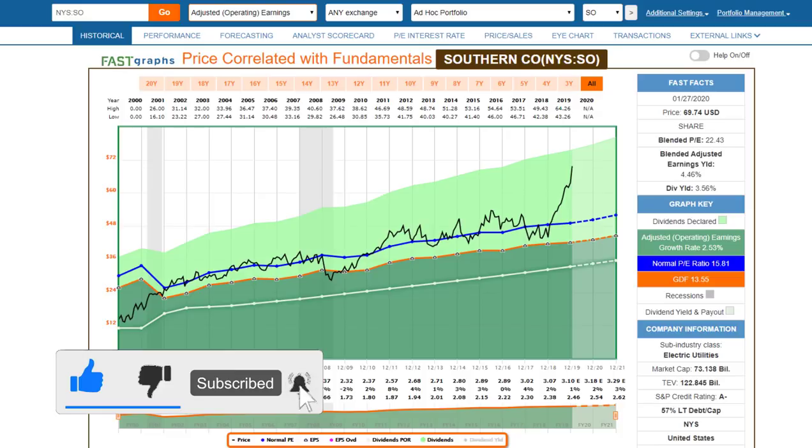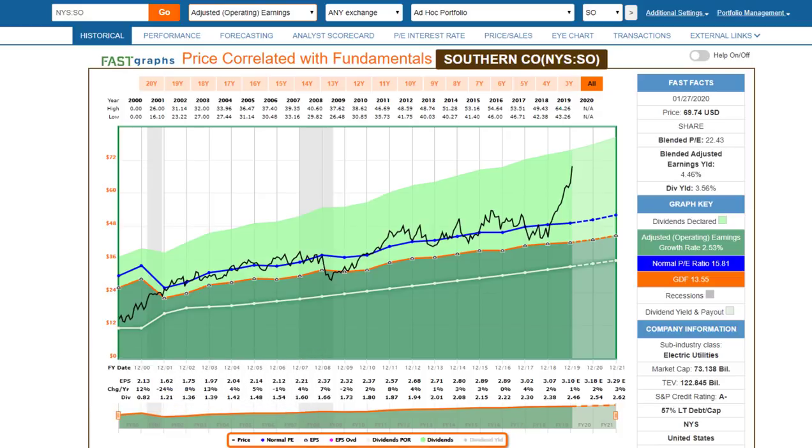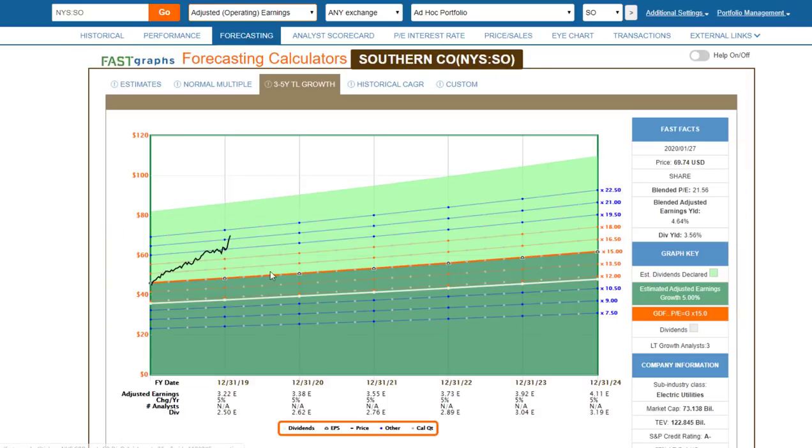And one of the most commonly asked questions we get about FastGraphs is, why are the valuation lines, the multiples, different on what they call the default graph or our historical graph? Here you see a PE ratio of 13.5 on Southern Company. But then if I go to the forecasting graph and go to the 3 to 5 year trend line, now we're drawing the line with a PE ratio of 15. So the question is, why?